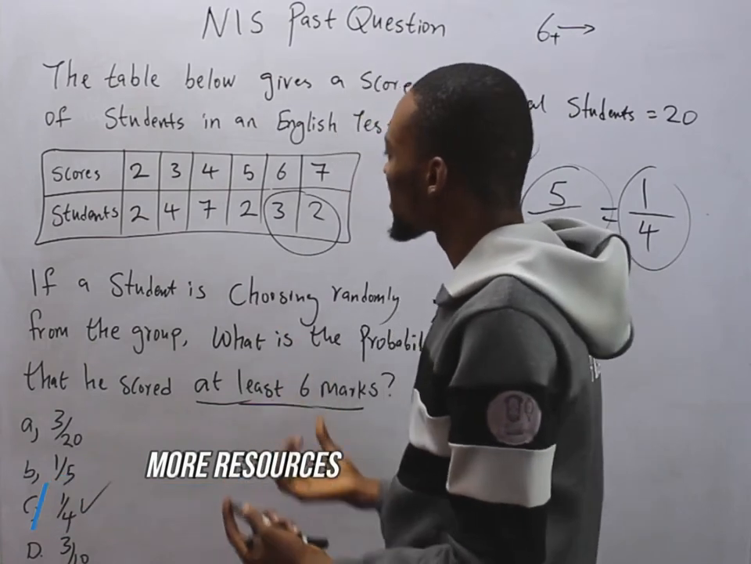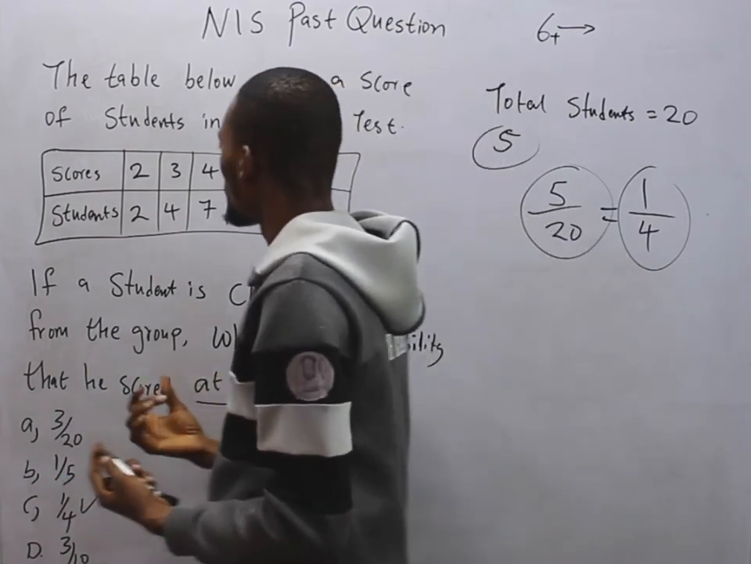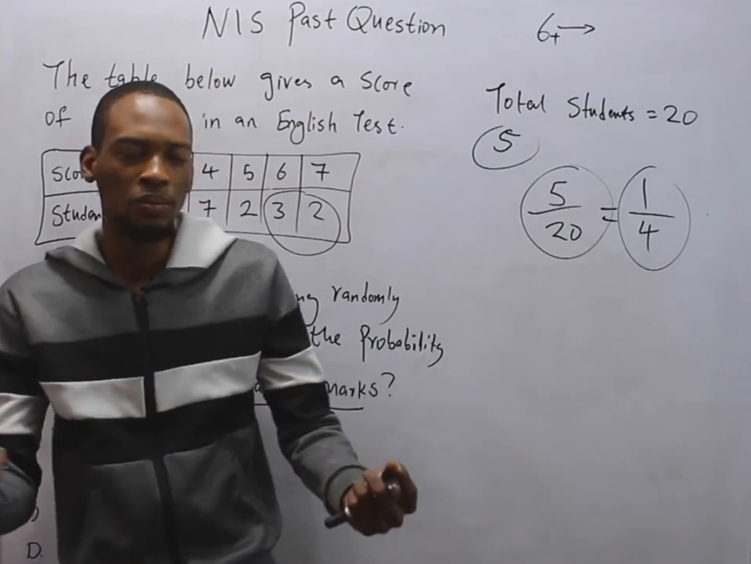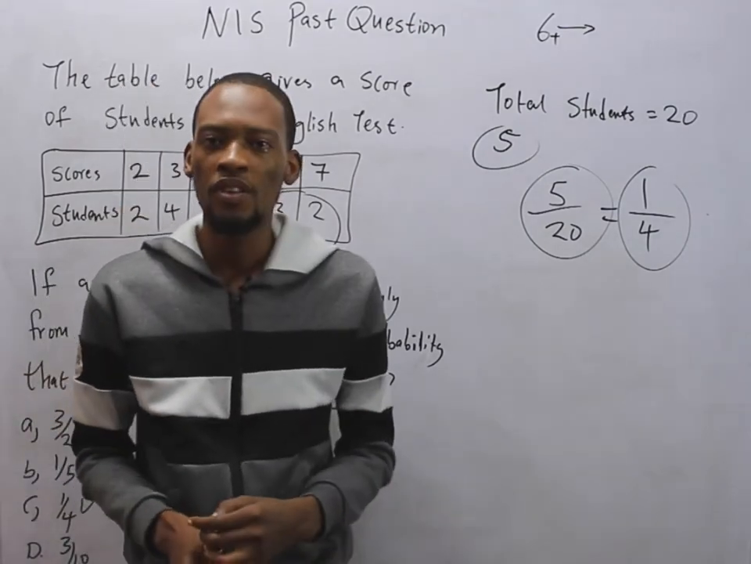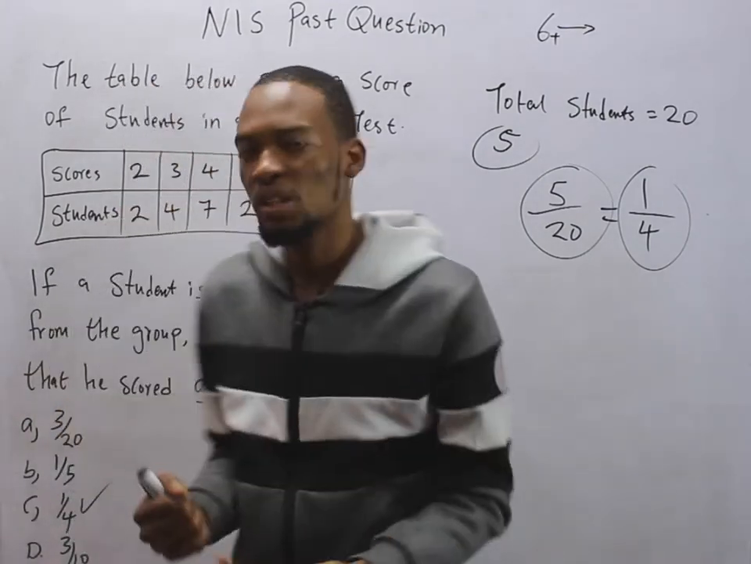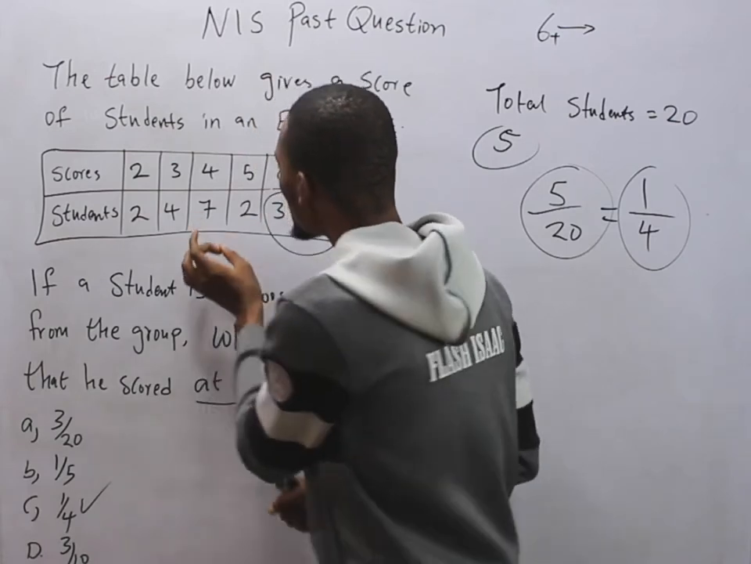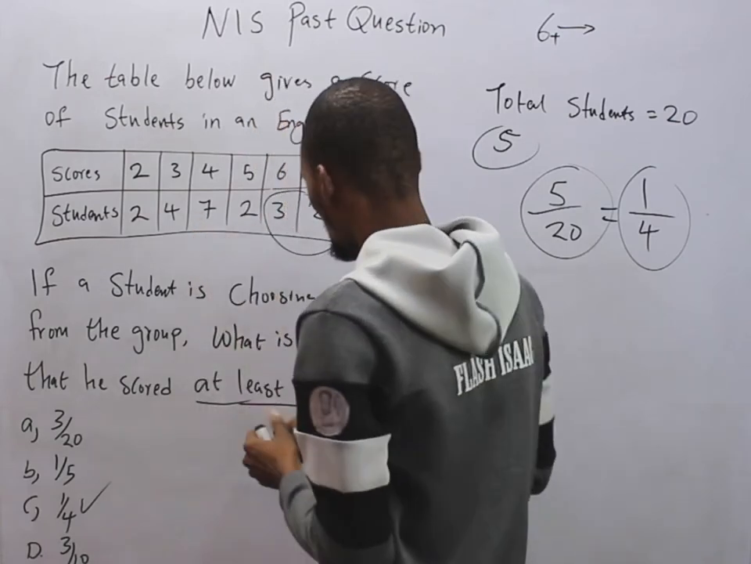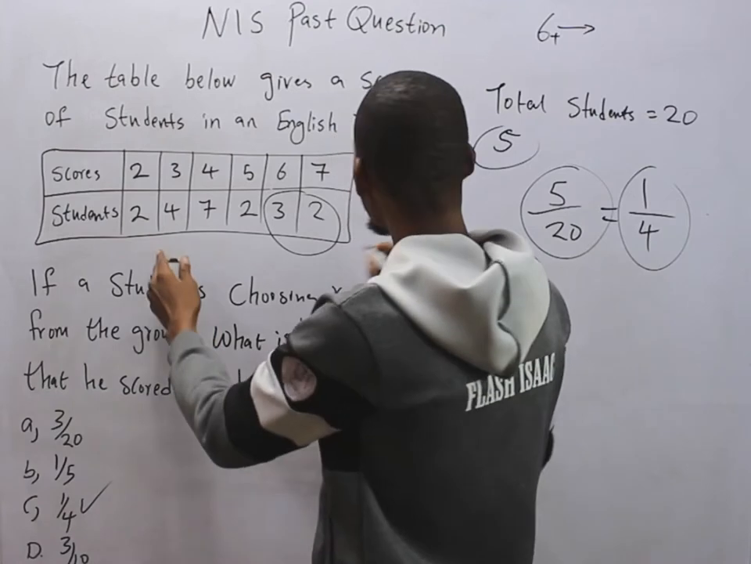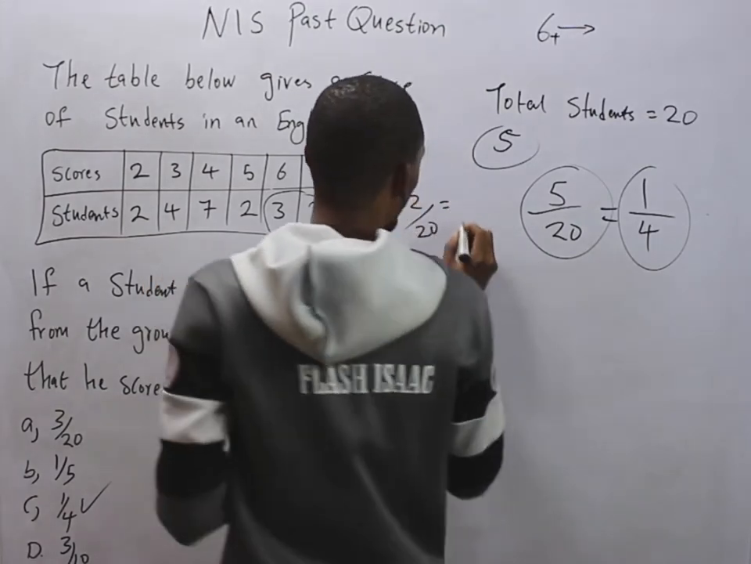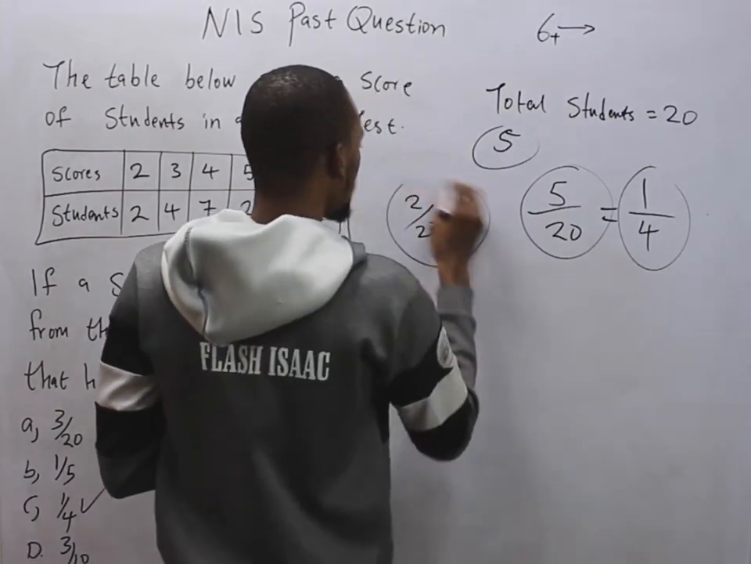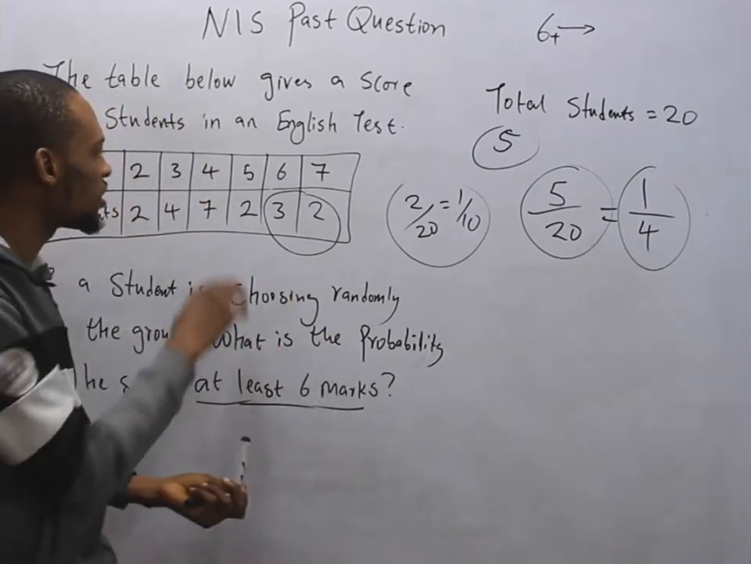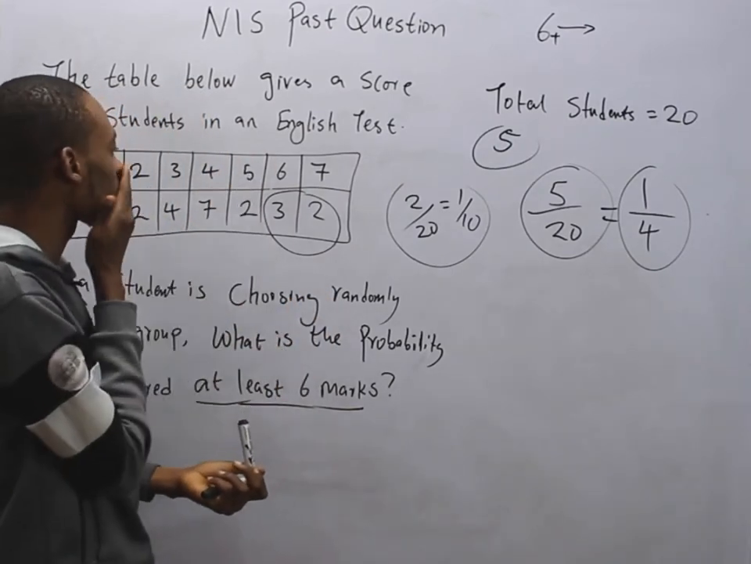Now, what if they had said a student picked at random scored 5 marks? It will simply be the number of students who scored 5 marks, 2, over total students, 20. It will simply be 1 over 10. So students who scored 5 marks is simply 1 over 10.